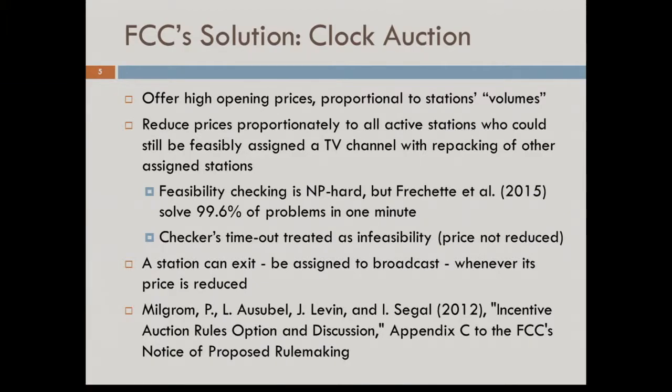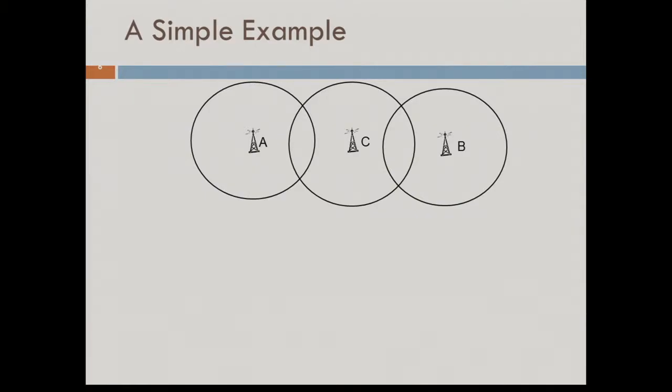OK, so this actual design was proposed by a group of economists already in 2012 to the FCC, and that was eventually adopted. Now I want to give you a simple example of this auction, but unlike Paul, I want to show a non-Matroid example, just to see how it works in this kind of strange situation. This is a case of complementarity, where these are the three stations, and there's only one channel to assign them. You see that the central station interferes with both A and B, and A and B each interfere only with the central station.